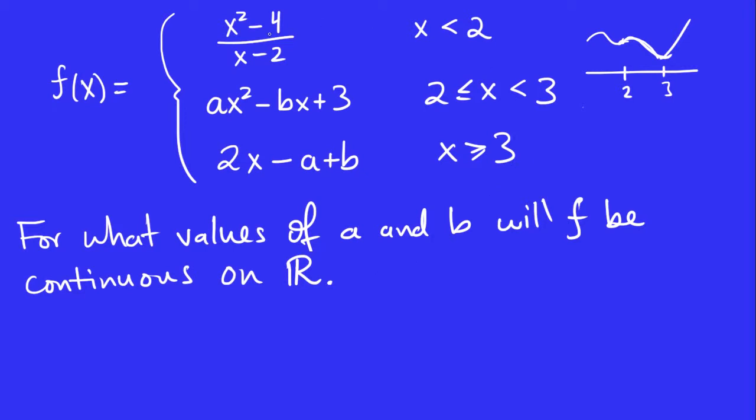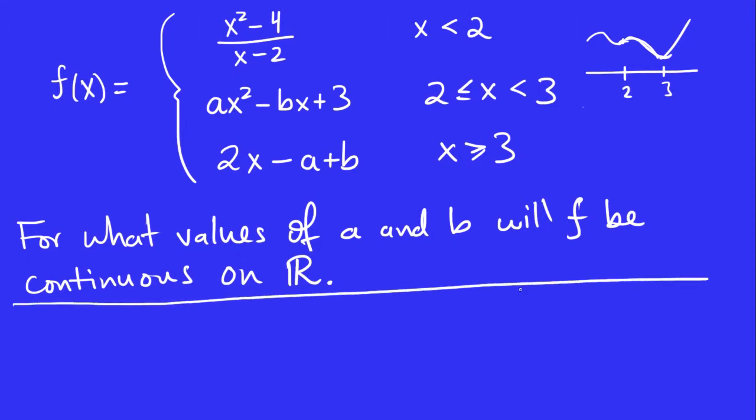Well, let's do it. It's kind of like two of the same kind of problems we just did. We first do the problem at 2, because 2 is our first transition point. And then we do the problem at 3, okay? That's the idea. So let's see how this goes. At x equals 2, I'm going to work over here, and for x equals 3, I'm going to work over here.